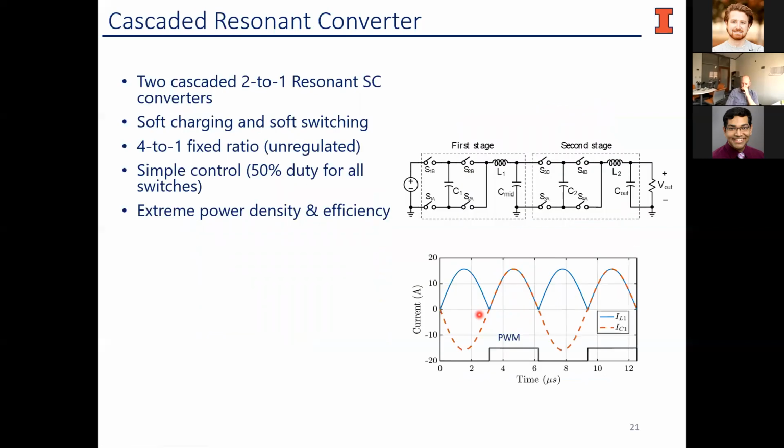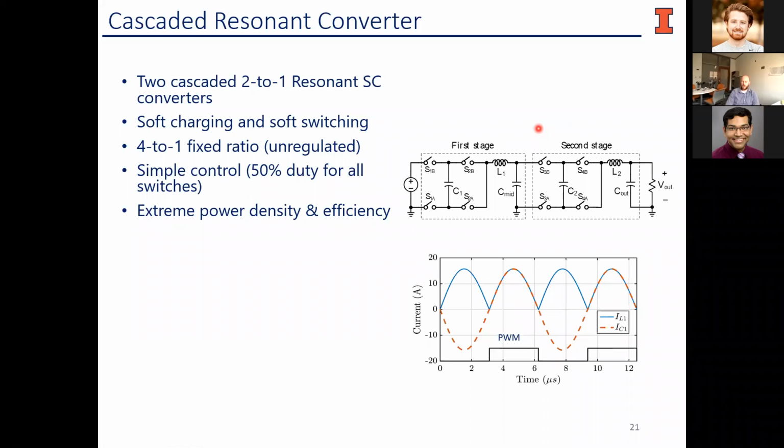So this is where Zichao spent a lot of his time, right? This is a cascaded resonant converter. Basically you can think of it as two stages, where you have this cascaded 2-to-1 resonant switch capacitor converter. And what's nice about it is you still get this soft charging and soft switching.